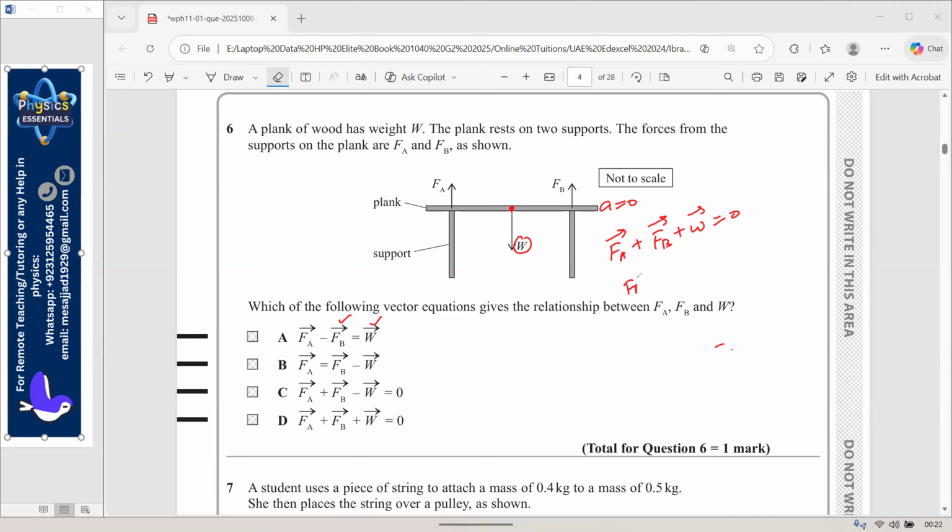If we write FA plus FB minus W, it means that we are not taking vectors like this. Rather, we are taking vectors like this: FA, FB, and minus W. Okay, which can never be zero. Therefore, the option is D.